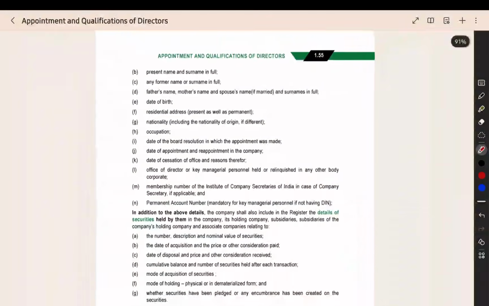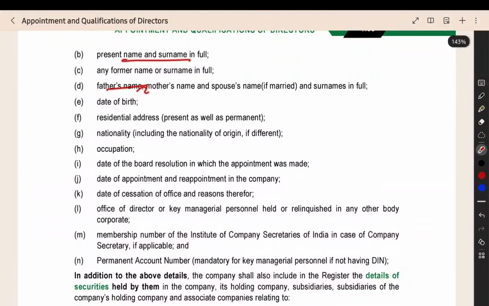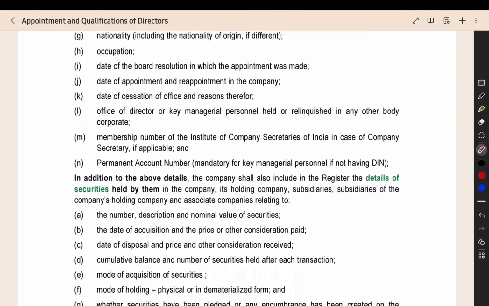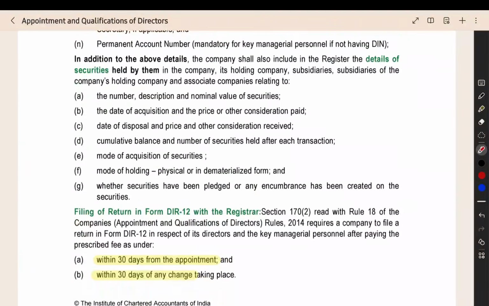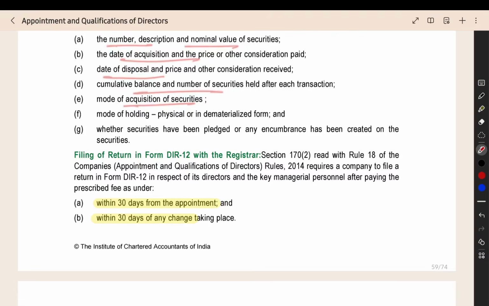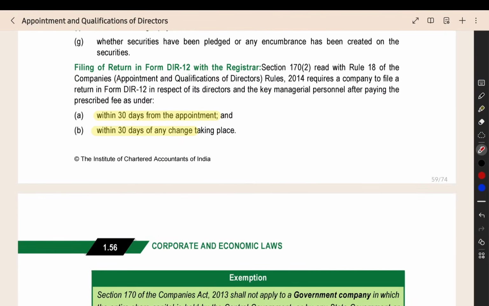In that register, all these details should be there: name, surname, father name, date of birth, residential address, nationality, occupation. The entire details should be there. And the details of the securities held by them: number of securities, nominal value of securities, date of acquisition, date of disposal, cumulative balance, mode of acquisition, everything should be there. Then they have to file Form DIR 12 within 30 days of appointment of the director and within 30 days of any change taking place in this particular register.